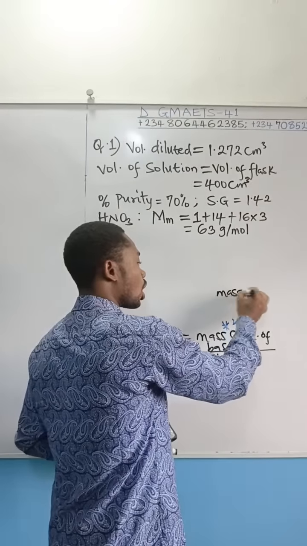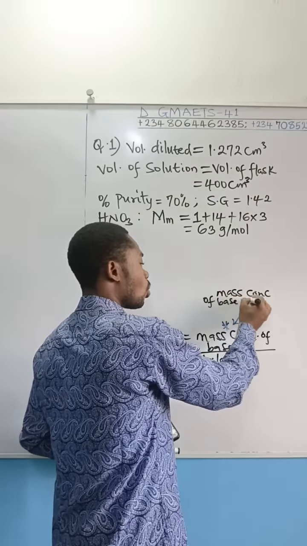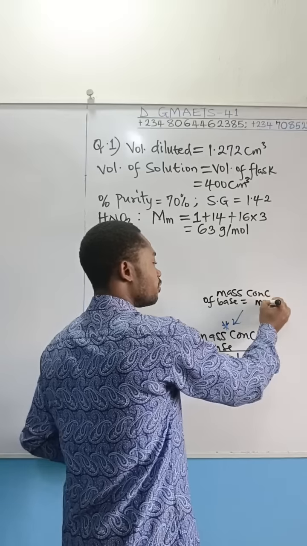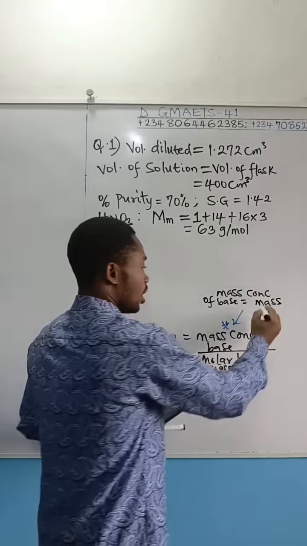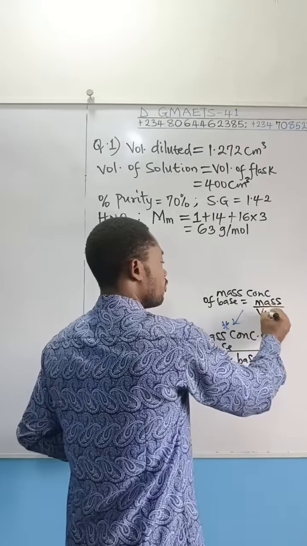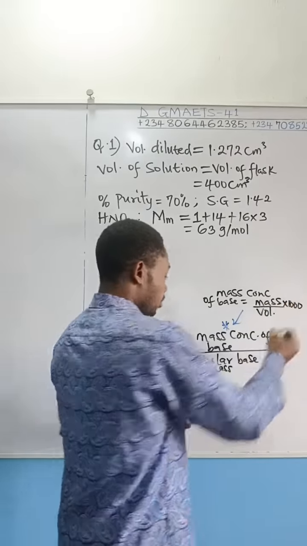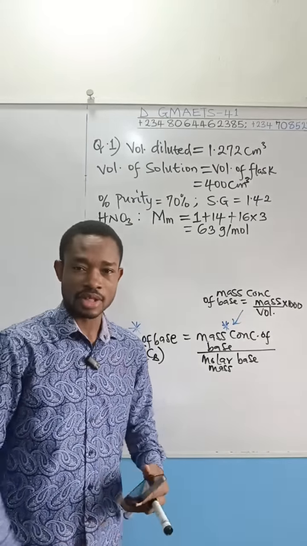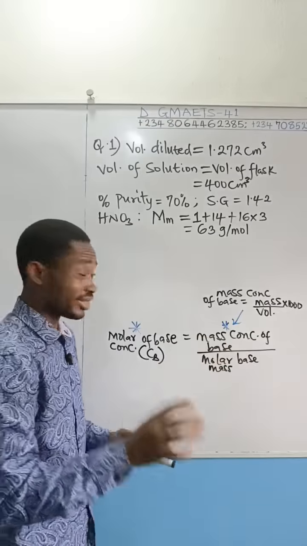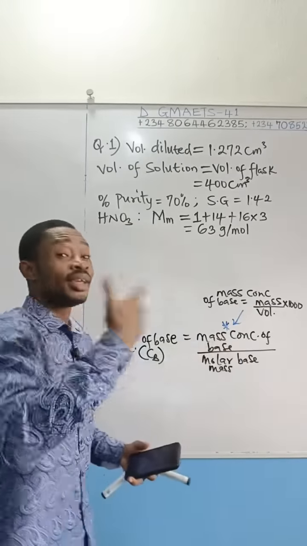The mass conc of base will be equal to the mass of the base, which was given as 1.5, right? And then it's going to be divided by volume of the base. Then you multiply by 1000, because the volume of the base here was given in cubic centimeter. So you see the direction we are going to take. We know this mass concentration of the base indirectly.